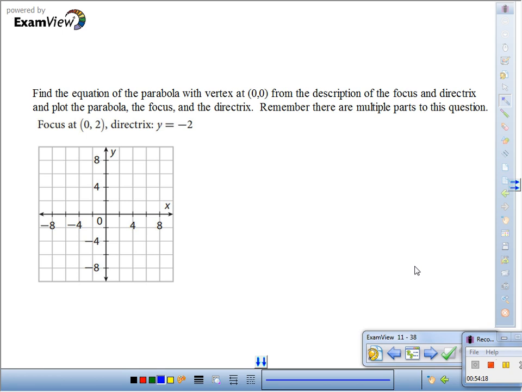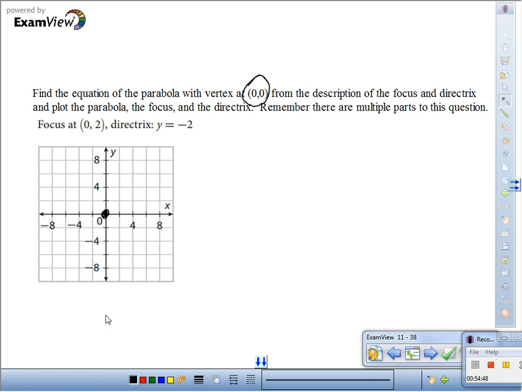Number 11. It reads, find the equation of the parabola with a vertex of 0, 0. So here they give us the vertex going through the point of origin. And it says, given the focus and directrix, but now they want us to actually graph it. And for this one, we do need 2 exact points after we graph those points. So let's start with the vertex. The vertex is going through what, everyone?